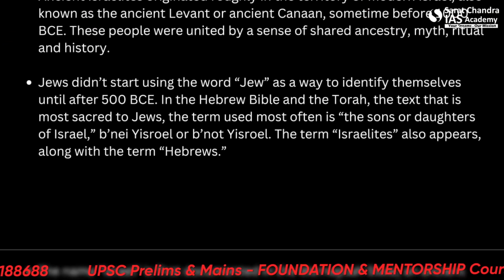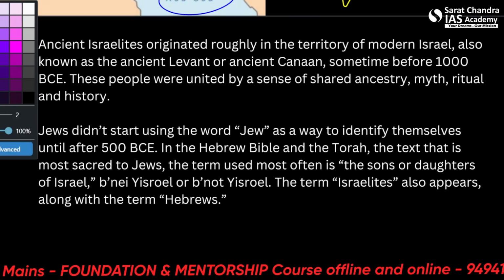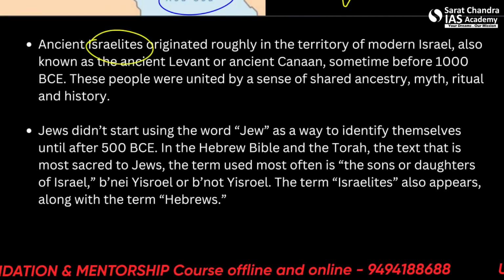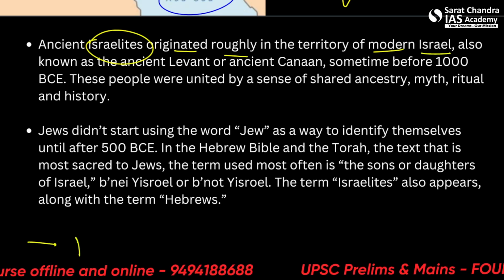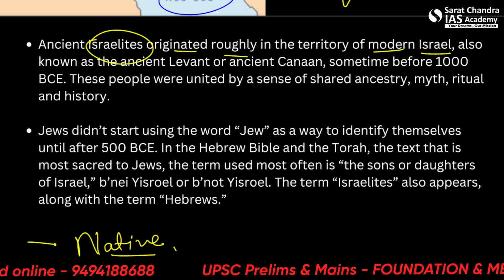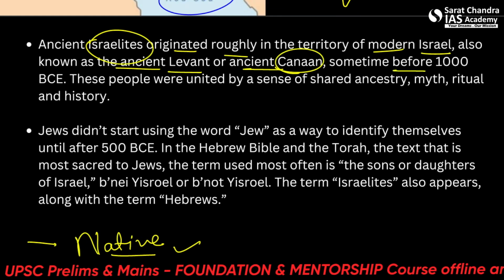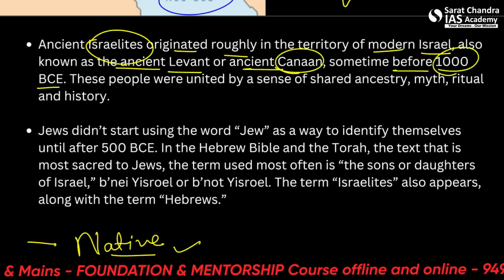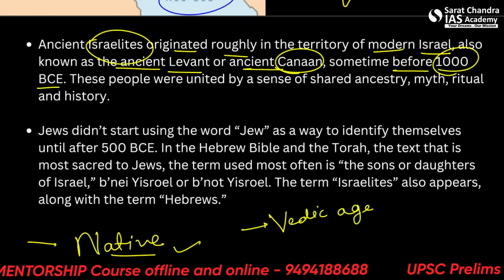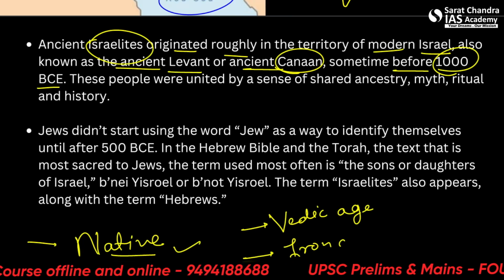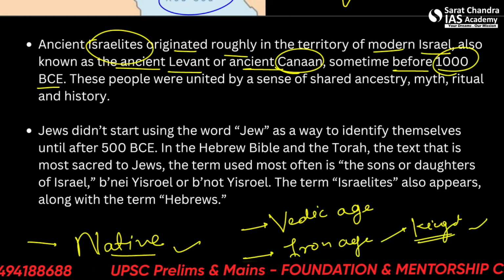So we need to see the history of Israel, basically, how Israel came into being. The ancient Israelites originated roughly in the territory of modern Israel. That means they can be considered very native to the place. Also known as the ancient Levant or ancient Canaan, sometime before 1000 BC. So we are talking about when the Vedic age was relevant in India, and many Iron Age Mahajanpads or kingdoms were being placed in India.